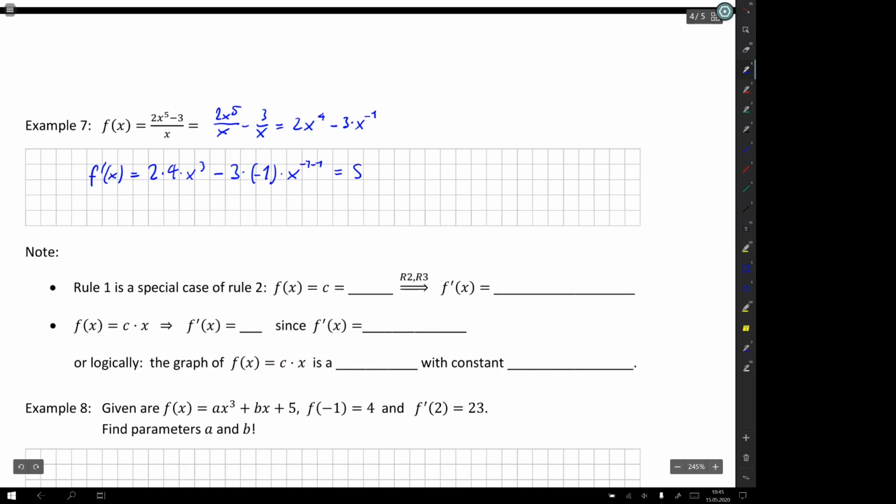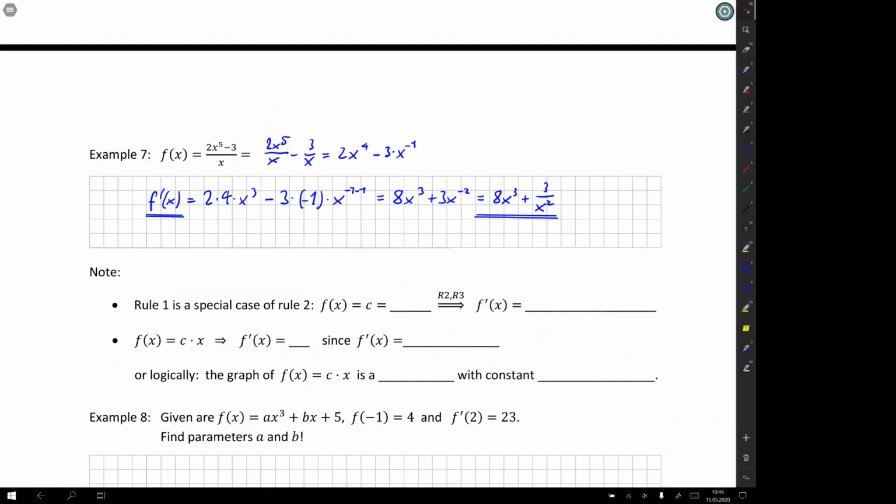So the result is 8x to the power of 3. Minus 3 times minus 1 is plus 3. So I get plus 3 times x to the power of minus 2. And rewriting a little bit nicer, it's 8x to the power of 3 plus 3 divided by x squared. Just to be clear, the actual differentiation of the function f is here. The rest is just algebraic transformation.